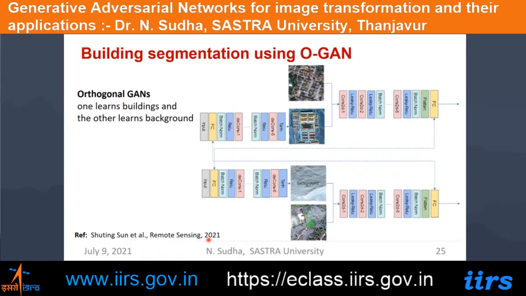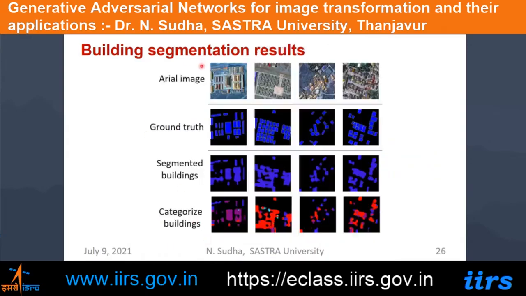These are some results of those orthogonal GANs. You are given the aerial image, and this is the ground truth, just for verification. The actual segmented buildings are shown here, and it also categorizes the buildings. It not only segments the building, but also performs the categorization of the building, whether they are small buildings or very tall buildings, or some godowns like that. So that kind of category is also given in this case.